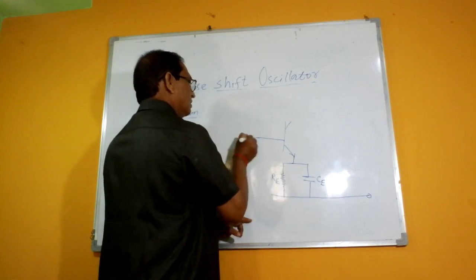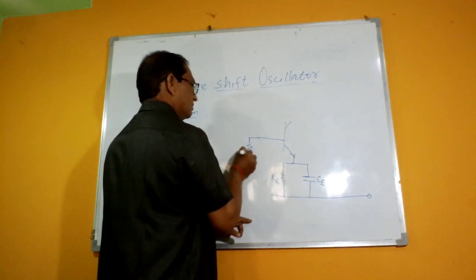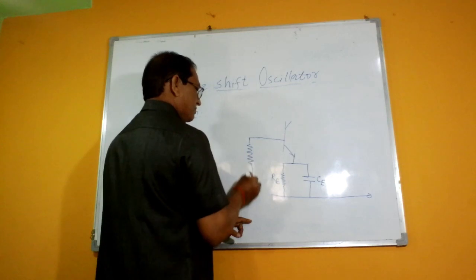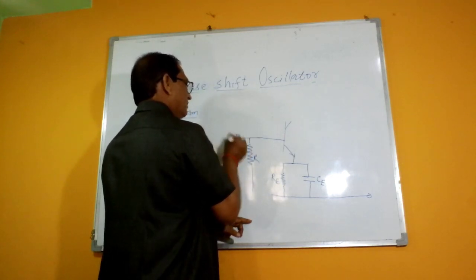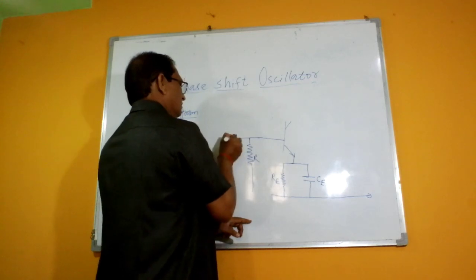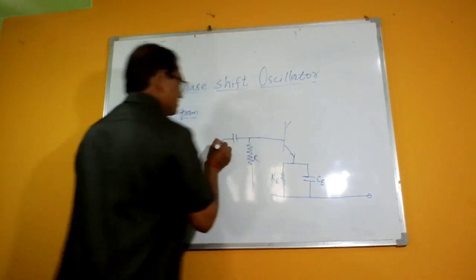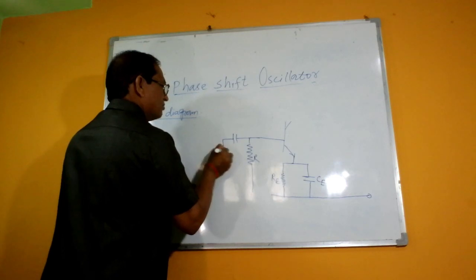Here we have the resistance. This is one of the capacitors, and another resistance. Three RC networks are to be used.